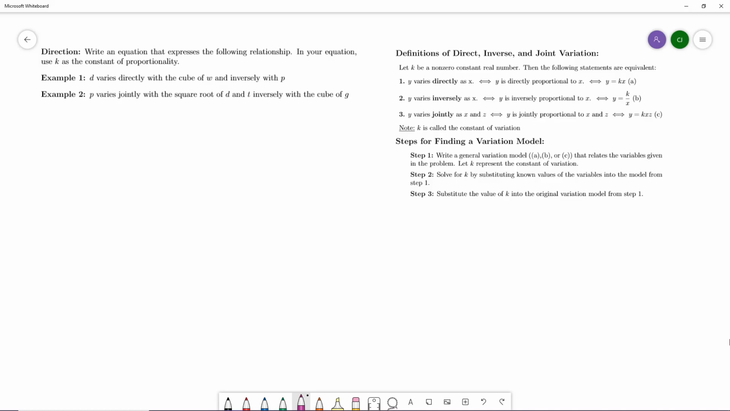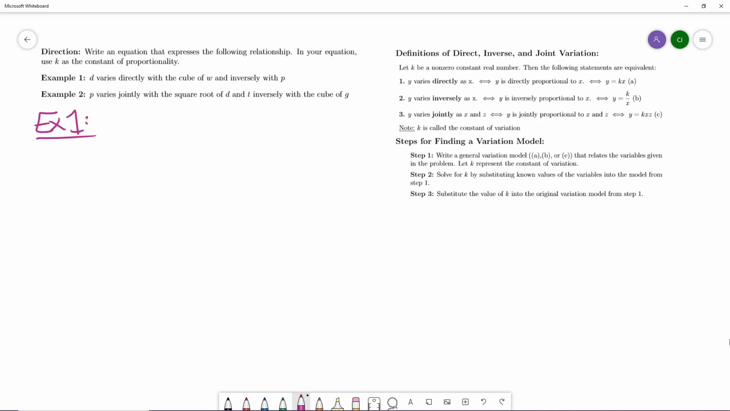Now for the last section, what we want to do is write equations that express the following relationship. In your equation, use k as a constant of proportionality. So it's just like the constant of variation. So let's look at example 1. Example 1 says d varies directly with the cube of w and inversely with p.